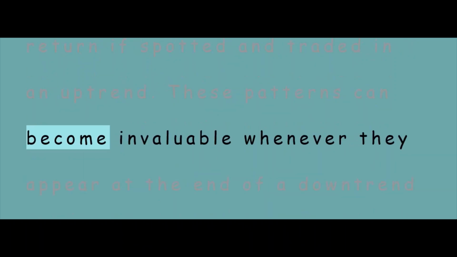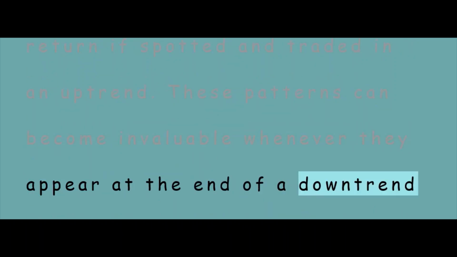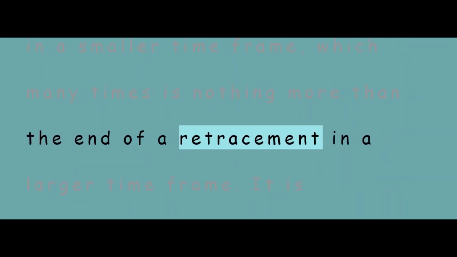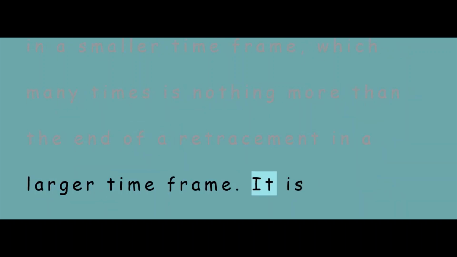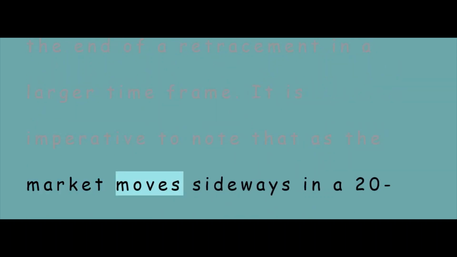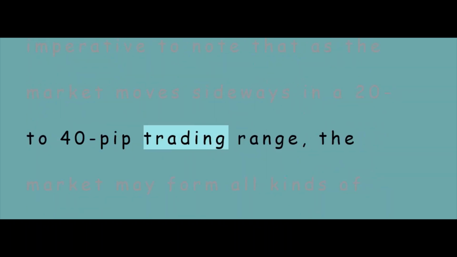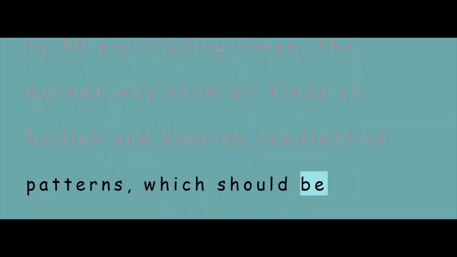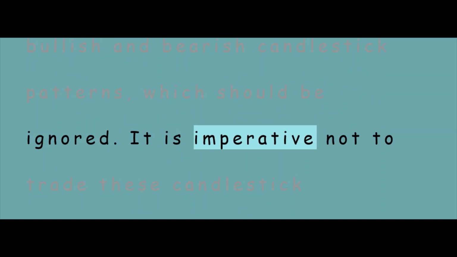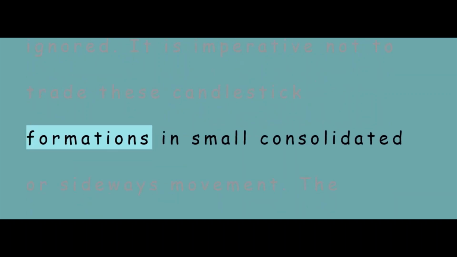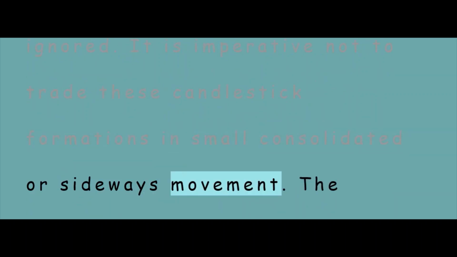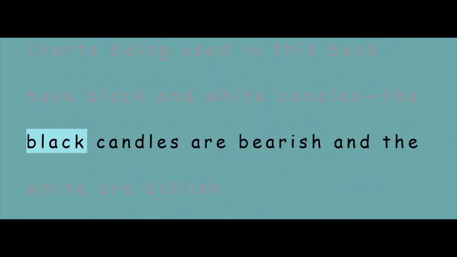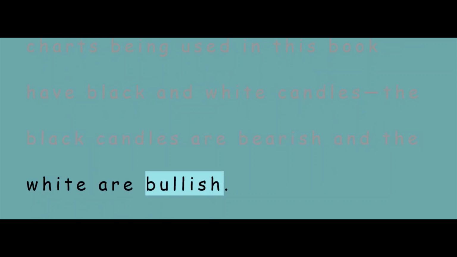These patterns can become invaluable whenever they appear at the end of a downtrend in a smaller time frame, which many times is nothing more than the end of a retracement in a larger time frame. It is imperative to note that as the market moves sideways in a 20 to 40 pip trading range, the market may form all kinds of bullish and bearish candlestick patterns, which should be ignored. It is imperative not to trade these candlestick formations in small consolidated or sideways movement. The charts being used in this book have black and white candles. The black candles are bearish and the white are bullish.